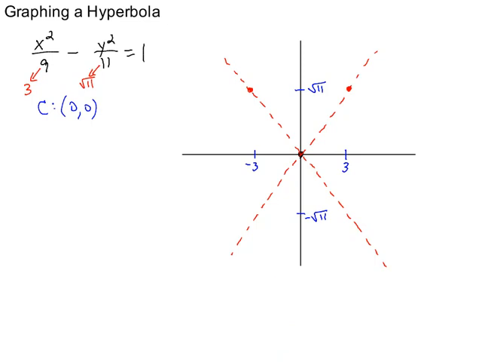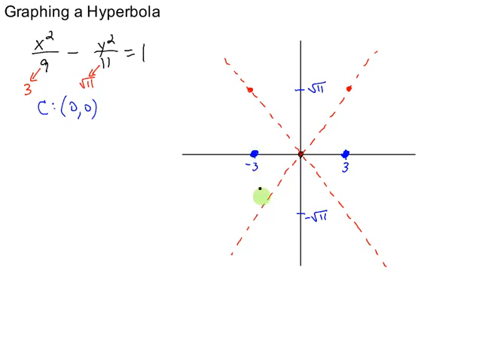Now I have to decide, are my vertices going to be the square roots of 11 or the negative 3 and positive 3? So when we look at the equation, notice the positive term is the x term. That tells us that the vertices are going to be horizontal from each other because they're with the horizontal variable. The horizontal variable is positive, if you will. So my vertices will be here and here.